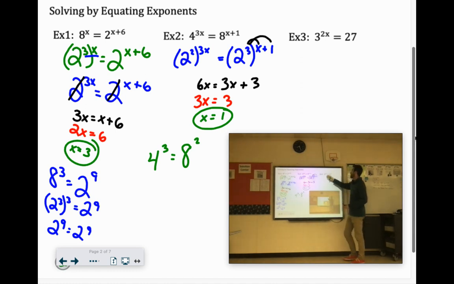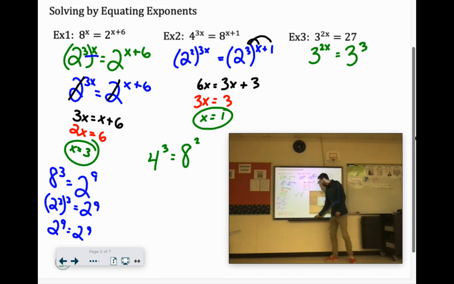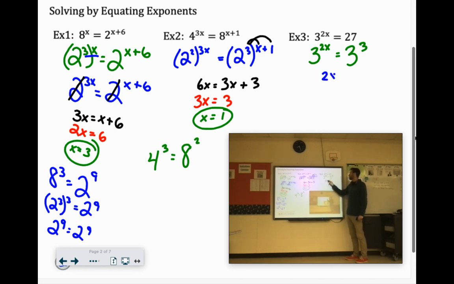Yes! 3 and 27 can both have a base of 3. So we don't need to do anything to the first fraction, but 27 is 3 to the third power. We have the same base, so let's solve the exponents. 2x equals 3. Divide it by 2. You're left with x equals 3 over 2, or 1.5.